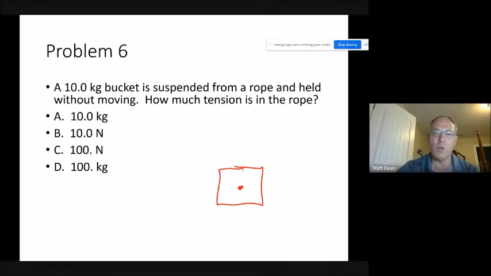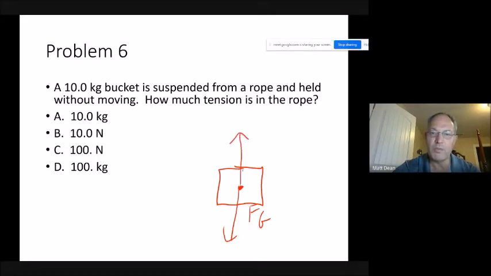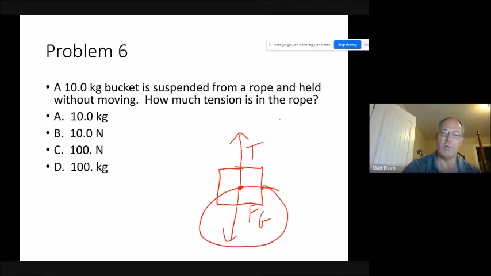So we know there's a weight acting on that box, Fg, and we know there's a rope. We know that rope's pulling up. And typically when we have ropes, the force in the rope we call the tension force. Now in this case, the bucket isn't moving. Well, that tells us there's no net force, which means if we only have a force acting down, we must have a force acting up that's of equal but opposite magnitude.